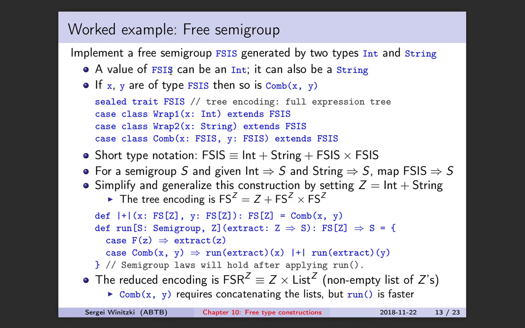So a value of FSIS could be an integer, or it could be a string also. Or if X and Y are already of type FSIS, then so is this combination of XY, which I would call com as a case class. So I straightforwardly translate this specification into the data type. And this will be the tree encoding. It's a full expression tree, unevaluated. That's okay. That's a good encoding for some usages. The short type notation for this is going to be this. It's a recursive type that is defined by this type equation.